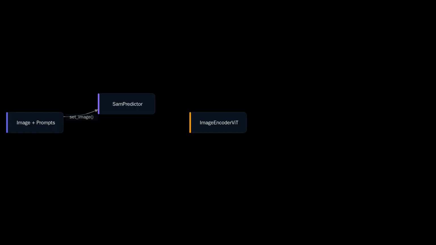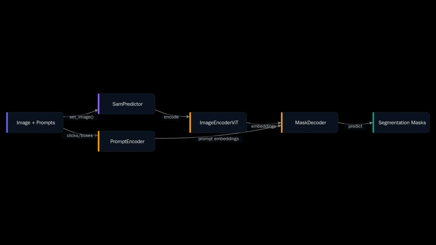Let's look at the architecture. SAM has 3 main components. First, a vision transformer called the image encoder analyzes your photo and creates a detailed internal representation. Second, the prompt encoder translates your clicks or boxes into embeddings the model understands. Third, the mask decoder combines those 2 streams using a transformer and generates the precise segmentation mask. The predictor API ties it all together and caches the image encoding so you can try multiple prompts without reanalyzing the whole image.